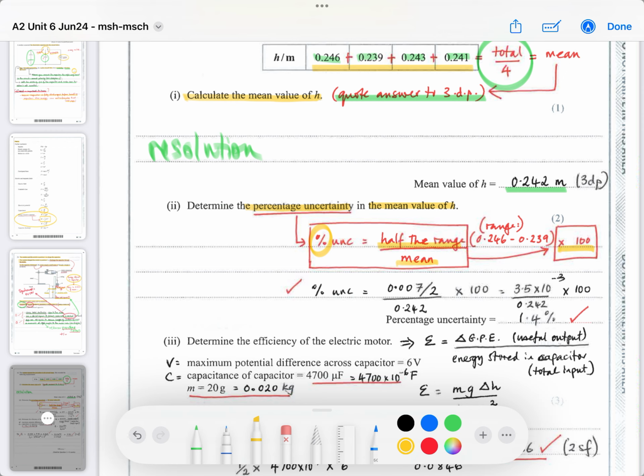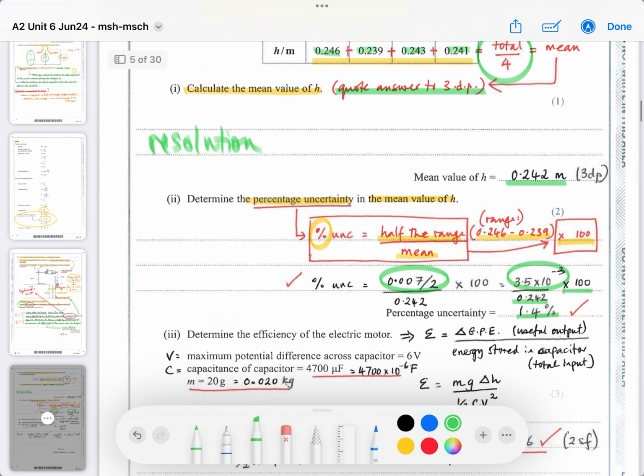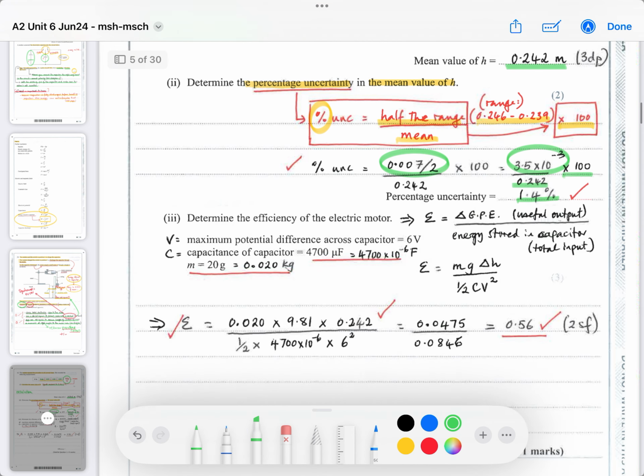Okay? So the range, if you look at the data, the largest is 0.246 and the smallest is 0.239. So that gives you a range of 0.007 or 7 millimeters. So that's 3.5 millimeters, half the range. So half the range divided by the mean, 0.242, multiplied by 100, gives you a value of 1.4%. And you don't ever want to quote percentage uncertainties to more than 1 decimal place, or 2 significant figures.